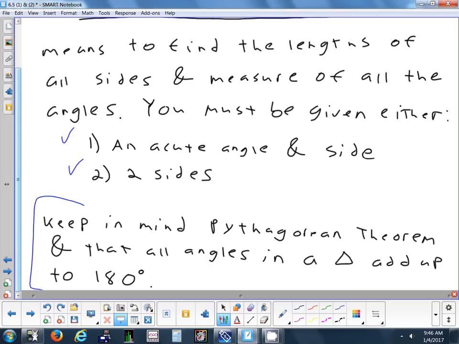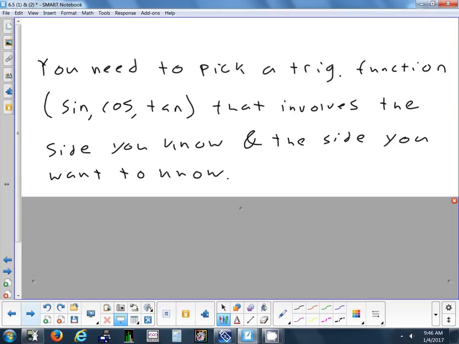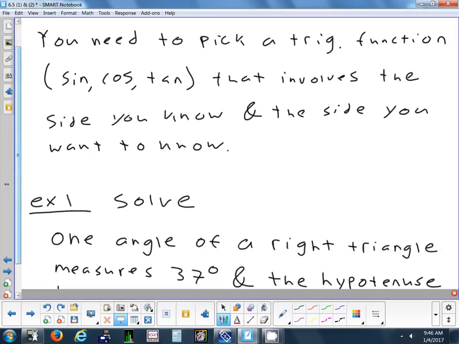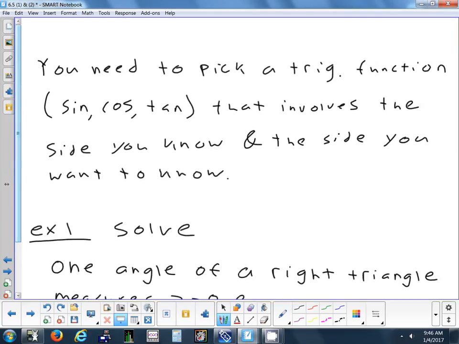Okay, so when you're solving a triangle, you can kind of forget about secant, cosecant, and cotangent. So how do you decide which one of the three you should pick? Well, it depends on what you know and what you want to know. They'll give you something in the problem, that's what you know, and then you're going to want to find something. Depending on what you want to find, you'll pick one of those three.